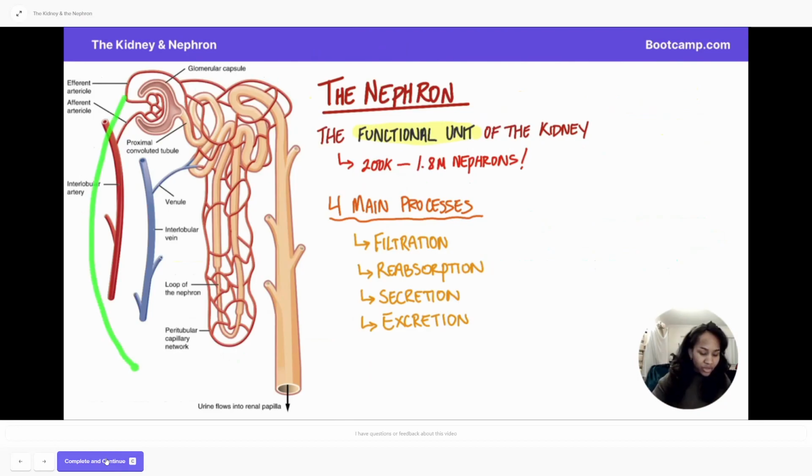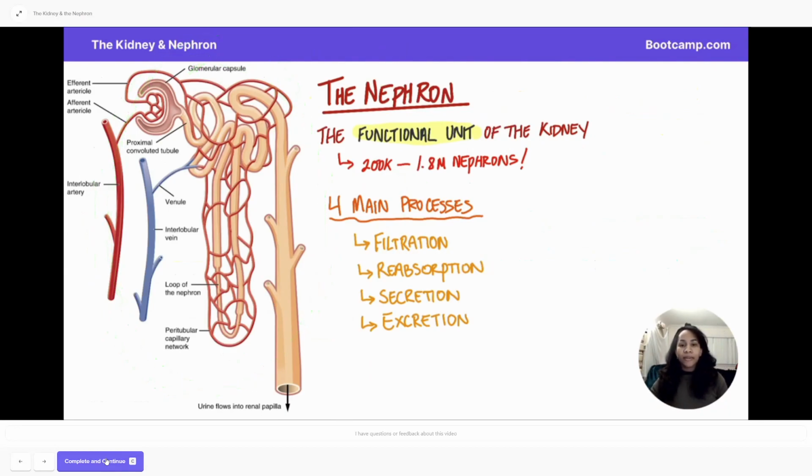And this is actually what a nephron looks like. It's this complicated network of tubules. And just imagine that in every single kidney we have approximately 200,000 to 1.8 million nephrons. So that's how the kidney is able to accomplish this huge job, because they have so many of these working to process our blood.